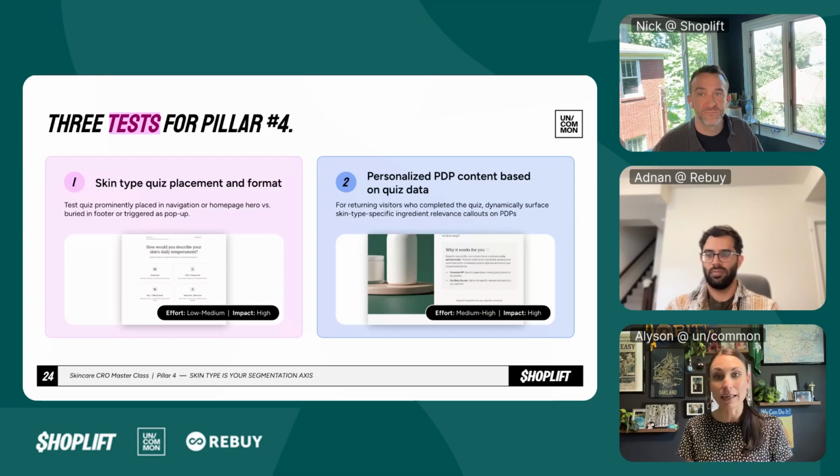So a quick quiz with fewer questions is going to have more of a response rate, but you're not going to get as much information from a user. And if you have a longer quiz format, something like 10 to 15 questions, your response rate is probably going to be lower, but you're going to get more of that valuable information.